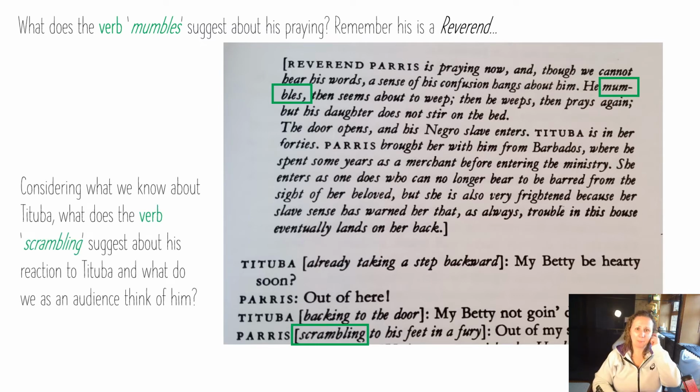Okay, and then considering what we know about Tituba, you can always go back in the video and have a read of that information about Tituba if you need to. What does the verb scrambling suggest about Reverend Paris's reaction to Tituba, and what do we as an audience think of Reverend Paris? So I want you to write down mumbles and scrambling, and do a little quote explosion if you can on mumbles. What it makes us think about is praying, and him scrambling as Tituba has come in the door and is backing to the door, and what that makes us think about him. Pause the video and write down some ideas if you can now.